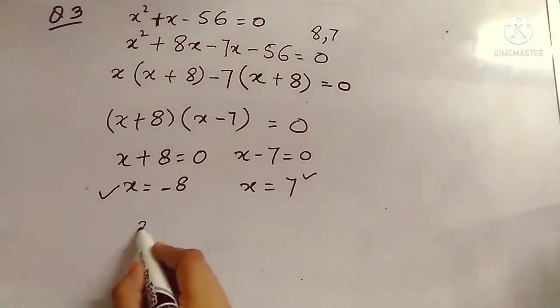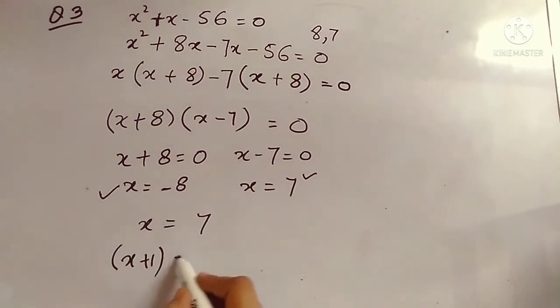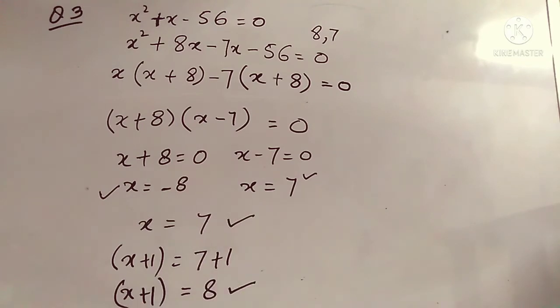So if x is 7, the other positive number was x plus 1. So 7 plus 1 will be equal to 8. So your first positive number is 7 and the other positive number is 8. So 7 and 8 are your answer. So I hope that question number 3 is clear to you. Now let's move forward to question number 4.